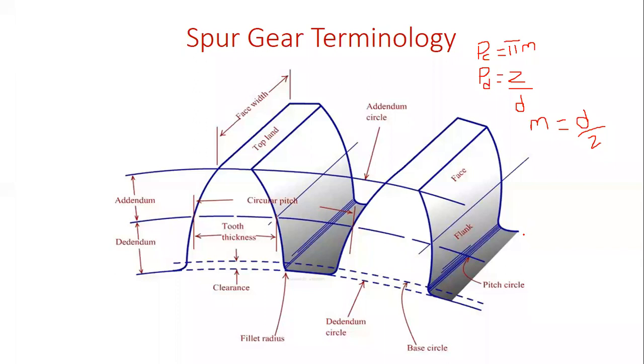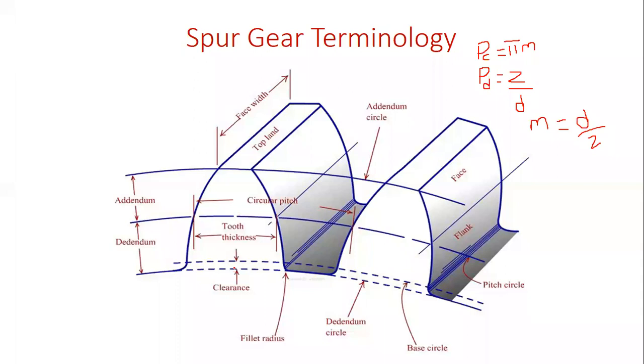And the next terminology which will be used is backlash. A backlash is the difference between the thickness of the tooth and the width of the tooth space in which it is meshed. Backlash is the difference between the thickness of the teeth and the width of the teeth space.